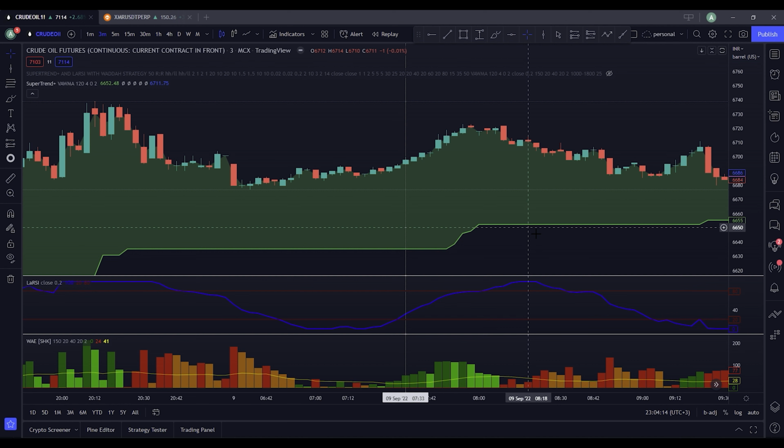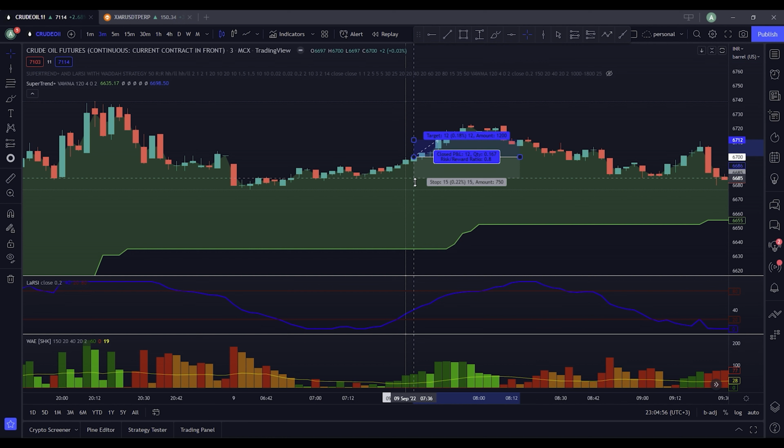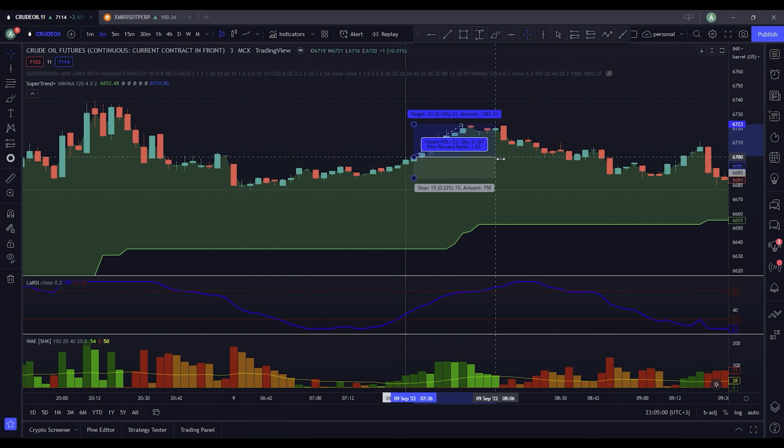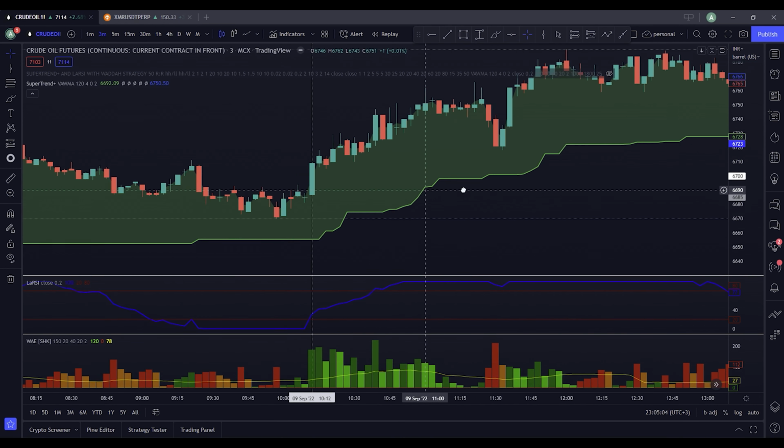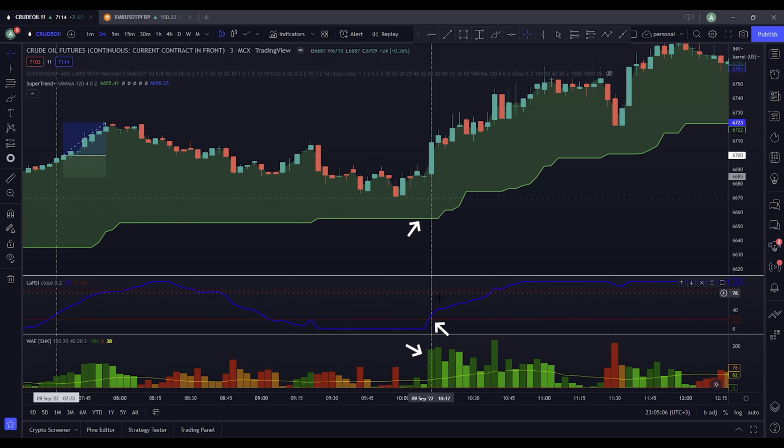For a long signal to be valid, Super Trend must be green. The blue line crosses over the 20 level. Green bar above yellow line. Now we can take a long position. Our stop loss must be under the recent swing low. And the risk to reward ratio will be 1.5. Here all conditions fulfilled.